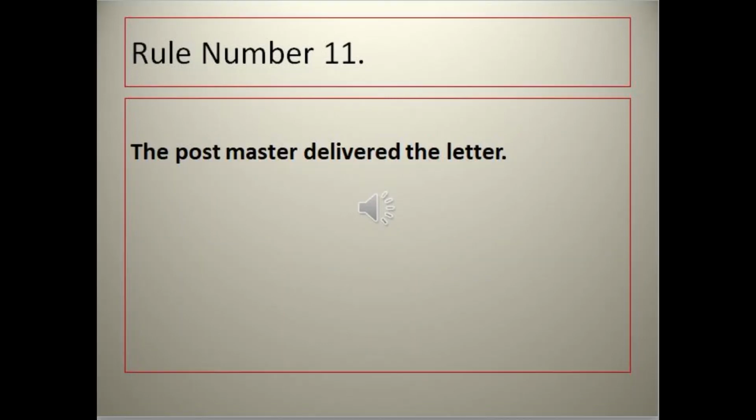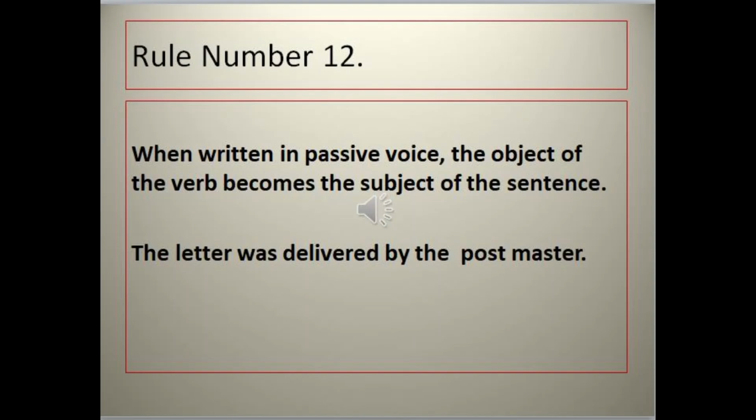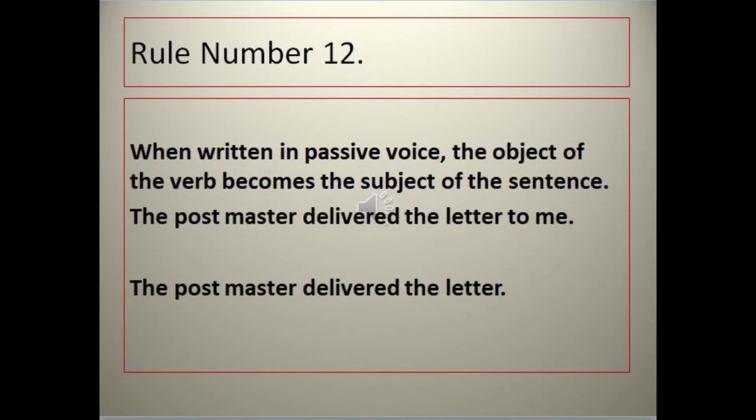Example, the postmaster delivered me the letter. Though the order of the words has changed, letter is still the direct object of the verb delivered, and me is still the indirect object. Rule number 12. When written in passive voice, the object of the verb becomes the subject of the sentence. Example, the letter was delivered by the postmaster. Another example, the postmaster delivered the letter.